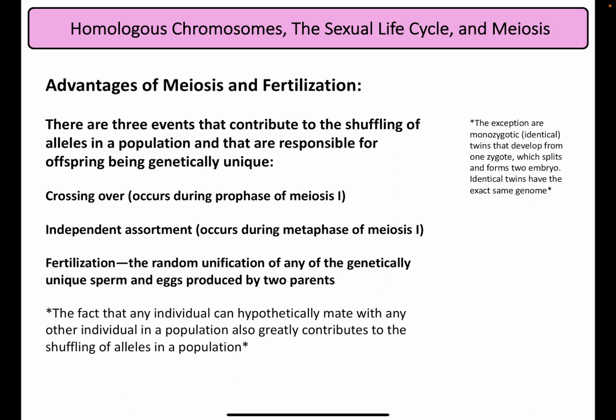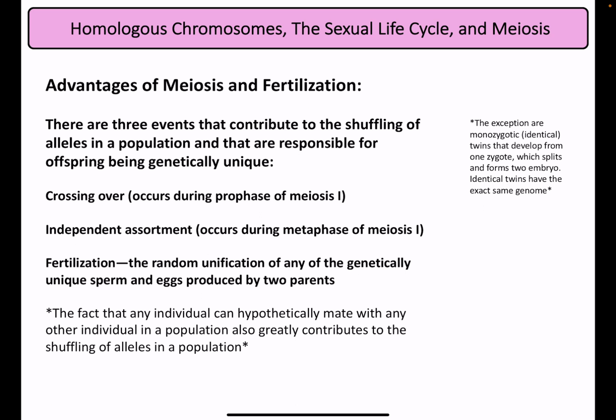And we're going to finish this video by talking about 2 more things. First, what is the point of all this? I keep saying that it's so great, so beneficial to shuffle your genes and have all these random combinations. Why? Who cares? So we're going to talk about the advantages of the sexual life cycle, the advantages of all of this shuffling.